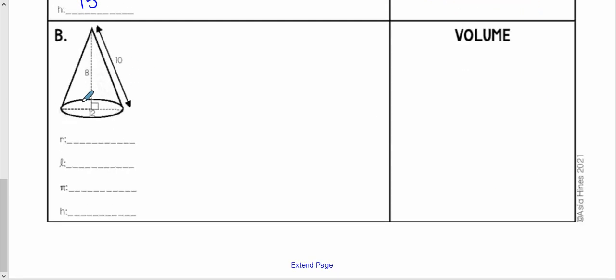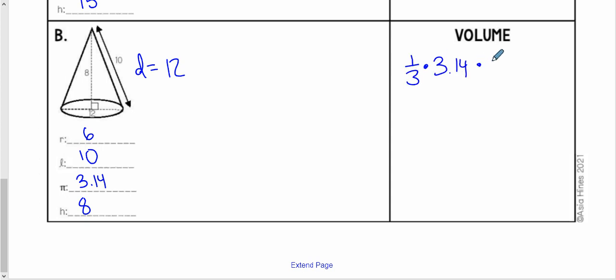Here we have a beautifully labeled picture, but we have the diameter is 12. That makes the radius 6. The slant height is on the outside, it's 10. The inside height is 8, and pi is still about 3.14. So we've got 1/3 times pi times the radius squared times the height, which is the same thing as saying 1/3 times pi times 36 times 8.